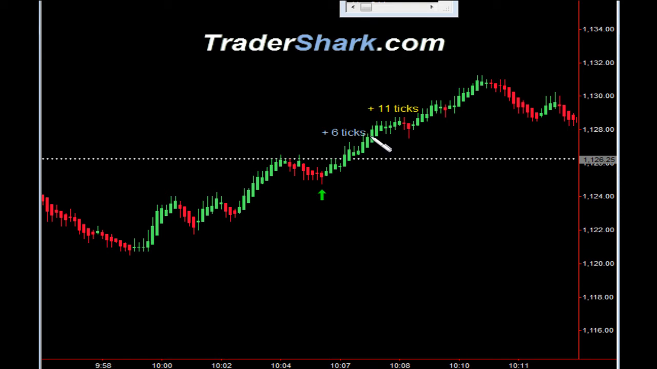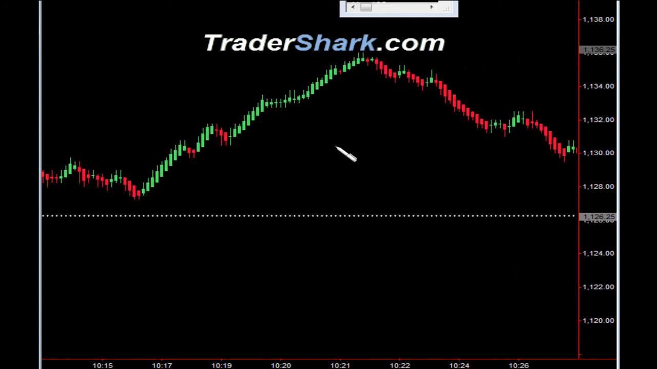We were going counter trend, so I scaled out a little bit early for a plus 6 ticks, but if you held in for the full setup, you'd have made a total of 11 ticks. So the yellow are trades that I am not counting. The white are the trades that I am counting.